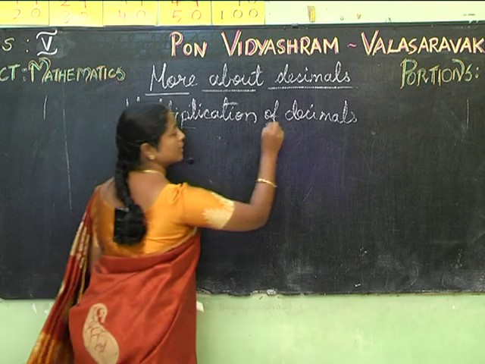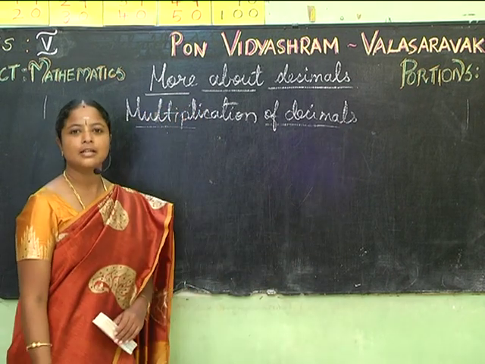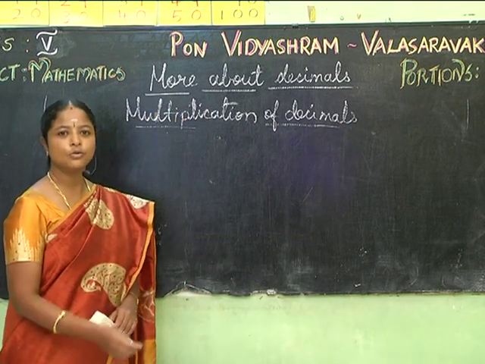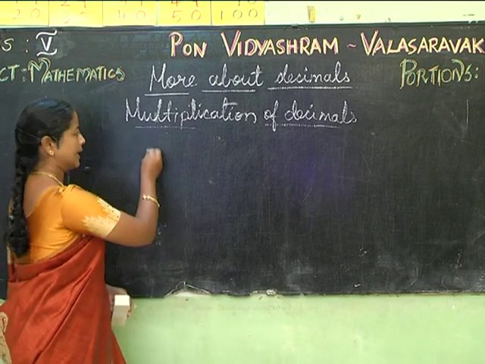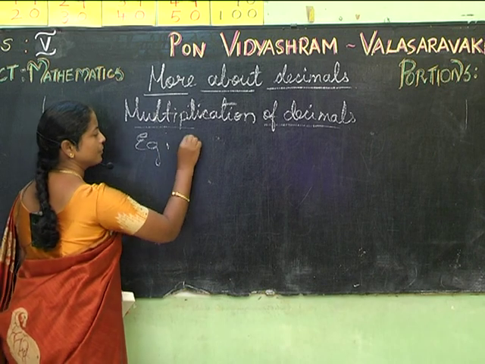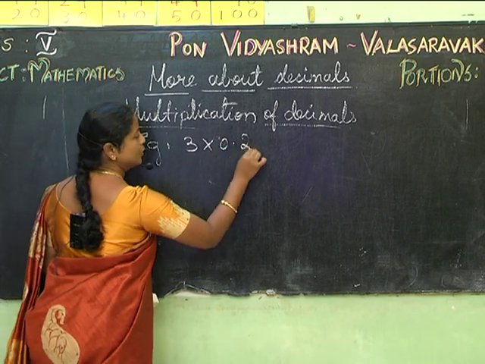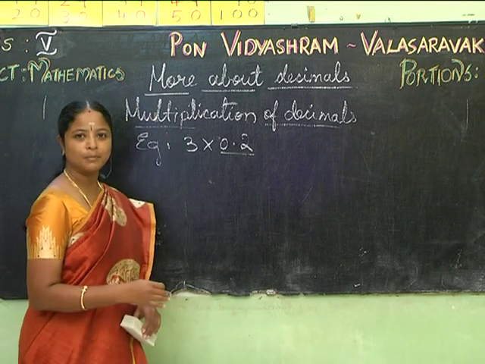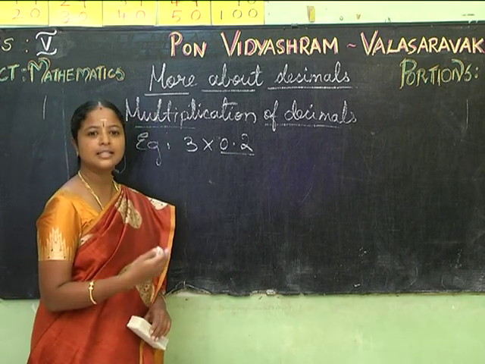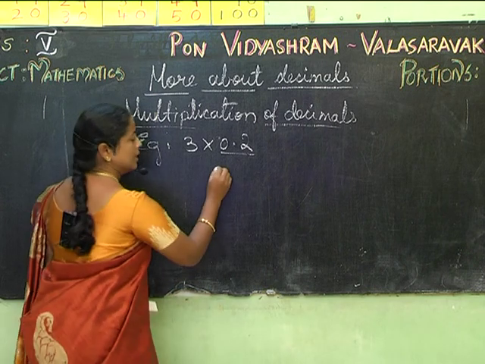Multiplication of decimals. Multiplication is actually repeated addition. So now we are going to multiply a whole number with a decimal number. Example, 3 into 0.2. Now 0.2 is multiplied by 3, that is, it is added 3 times.